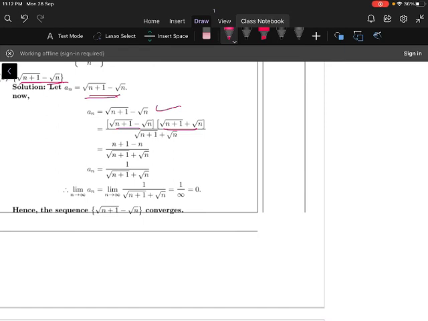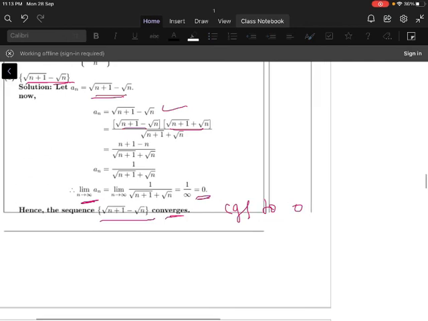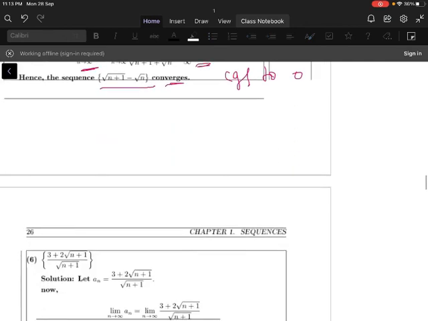n plus 1 minus n, the n gets cancelled, leaving 1 divided by (square root of (n+1) plus square root of n). Now let us apply the limit as n tends to infinity. 1 divided by (square root of (n+1) plus square root of n) as n tends to infinity goes to what? 1 by infinity, and 1 by infinity is 0. Therefore the sequence square root of (n+1) minus square root of n converges to 0. Here we did not apply the epsilon-delta definition because we don't know the limit point. So we directly apply the limits here. We just found that limit point.